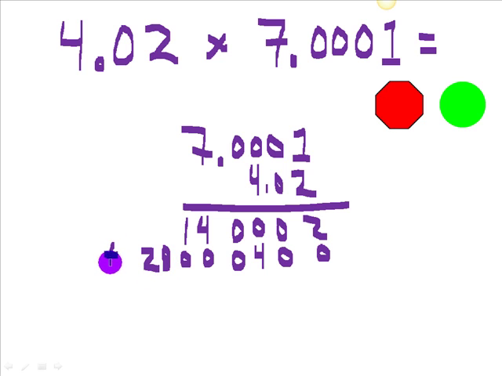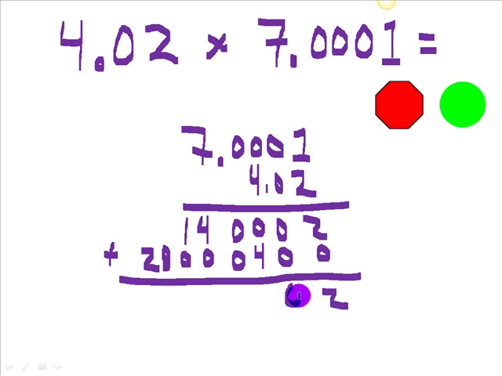Now I come in, and I can add all of this. So I have 2, 0, 4, 0, 4, 1, 8, and 2. But I have to count my decimals now. So I have 1, 2, 3, 4, 5, 6 decimal places here. 1, 2, 3, 4, 5, 6, and I place my decimal.